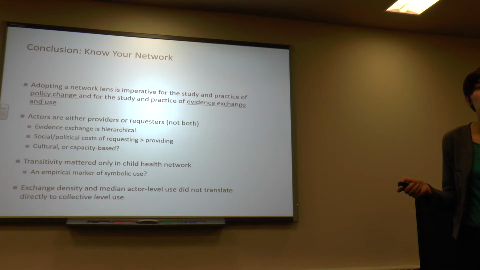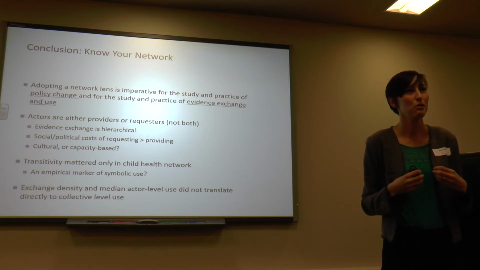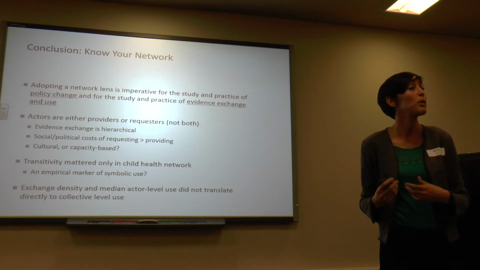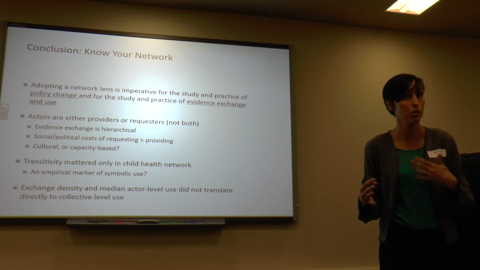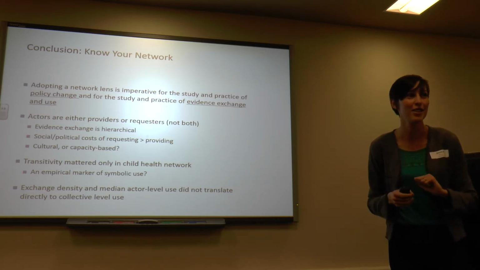Again, the transitivity, which we tend to observe in social networks, we only observed in the child health network. And again, I ask, is this potentially an empirical marker of symbolic use at the network level? And then finally, this is kind of a long statement, but essentially the whole is not the sum of its parts necessarily, right? The individual-level use of evidence at the actor level did not translate to collective-level use. It's only with mixed methods and in-depth qualitative methods that I was able to untangle those two different processes. Otherwise, I probably would have left saying, oh, look, child health wins. They had the most provisions and requests. They had the most individual-level use of evidence. Yay for them, they used evidence to inform their policy. It wasn't without that in-depth qualitative aspect that I could say, actually, it's not quite the case.